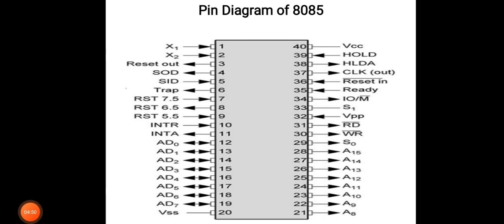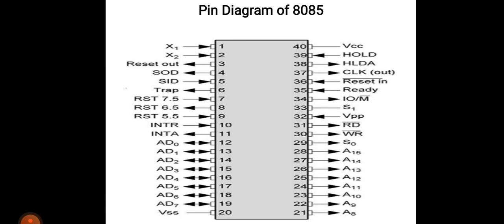The IO/M signal is used to differentiate between input output and memory operations. That means when it is high it indicates an input output operation, and when it is low it indicates a memory operation. Then S1 and S0 signals are used to identify the type of current operation.